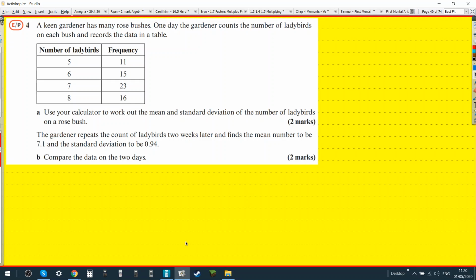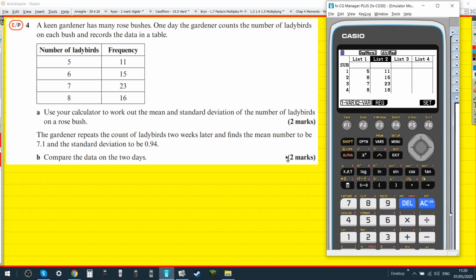My mean is 6.558. Mine is 6.6769. Let's go back to data. Are your number of ladybirds 5, 6, 7, 8 and frequency 11, 15, 23, 16? Sorry. I've got the same answer as you now. I just made a silly mistake. Okay.